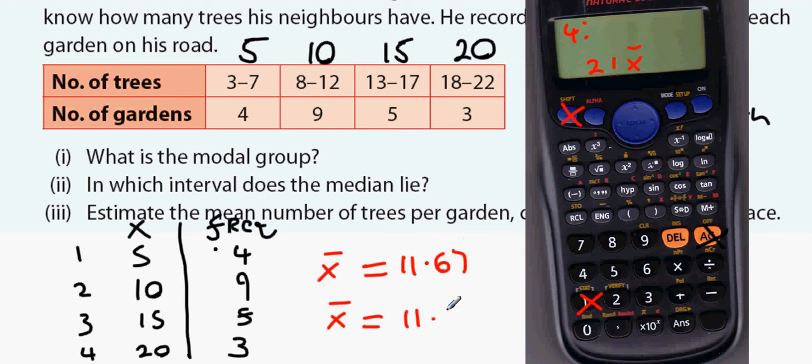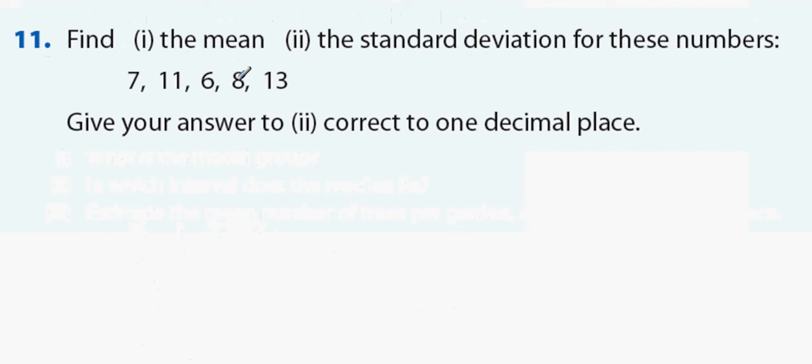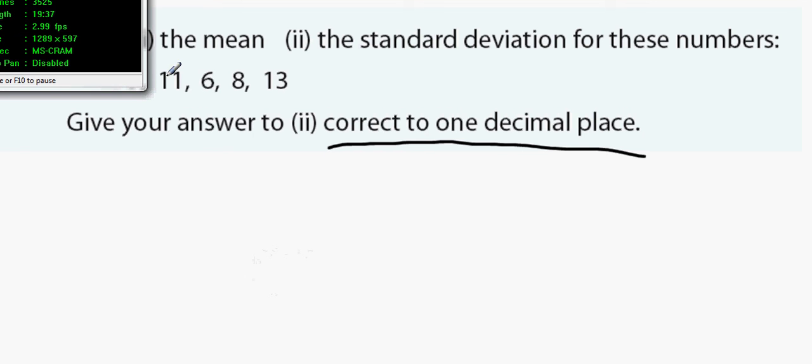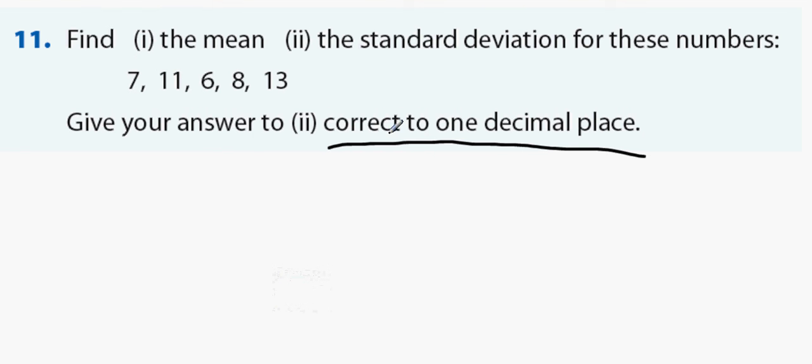Okay, next one. Find the mean and standard deviation for the following numbers. Give your answer correct to 1 decimal place. Okay, so what we've got to do first is, you can do the mean fairly handily just using normal calculation modes, but the standard deviation not so much. So what we're going to do is press mode.